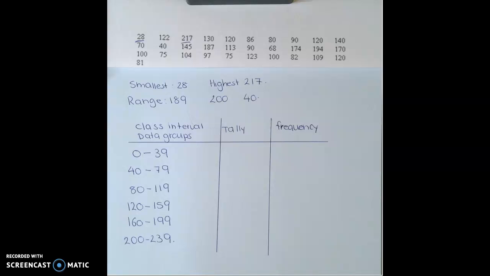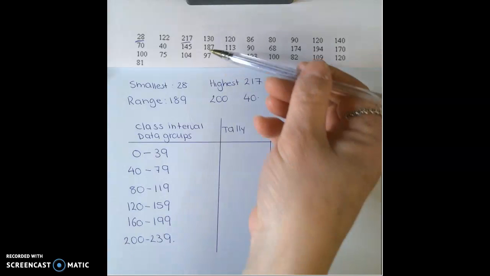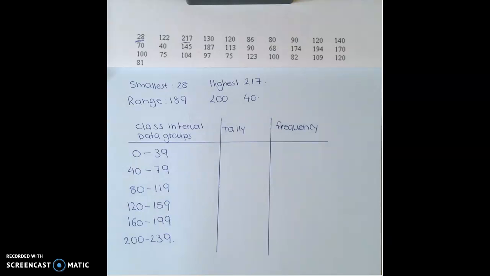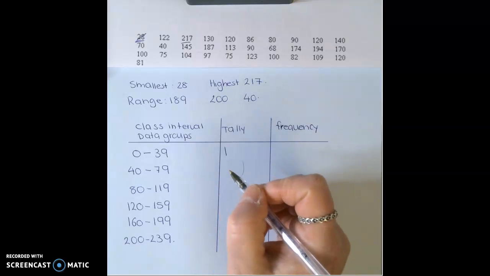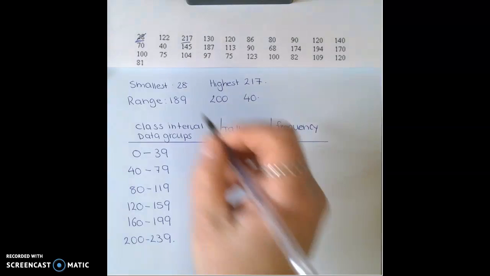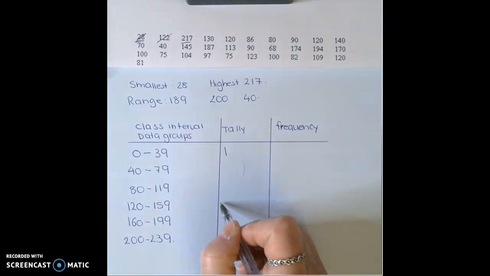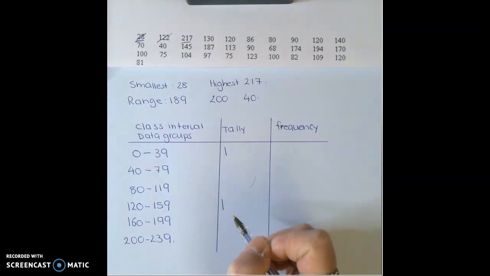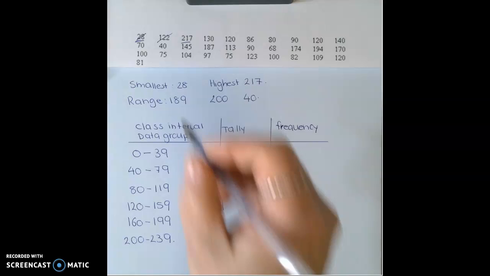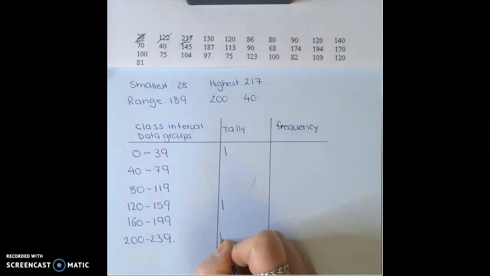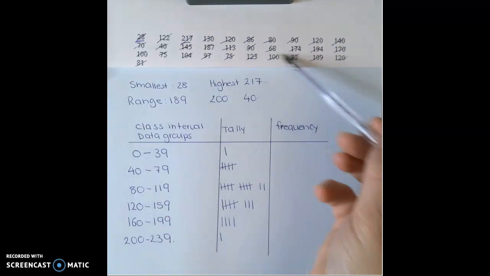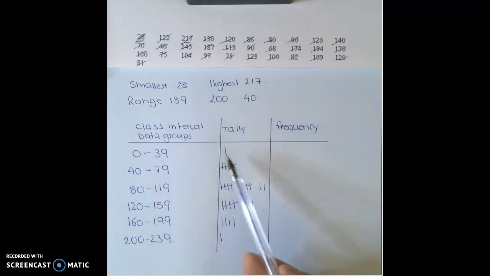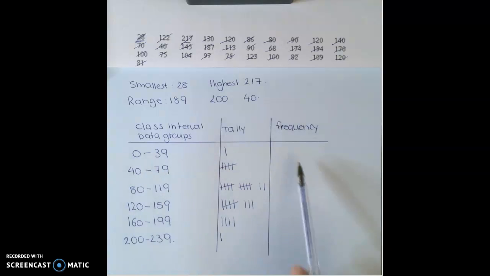Okay, and then basically you just start crossing off your data points and filling in your tally. So our first data point is 28, so that would go in this group, and our second data point is 122, so that would go in here, and our third one is 217, and that would go in there, and so on until you've filled the table. Okay, so I have tallied all my data points and crossed them all off from here. So now I can add up how many are in each group.